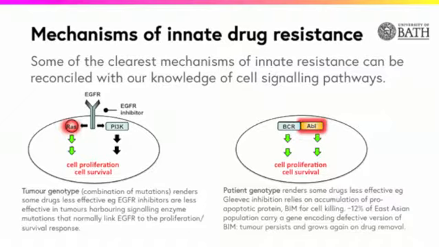Okay, so that's a difference in tumor genotype, which can cause innate resistance to your drug of choice. Now, another example is one where the patient genotype can cause resistance. So here is an example of chronic myeloid leukemia, which is often driven by an oncogene called BCR-ABL.